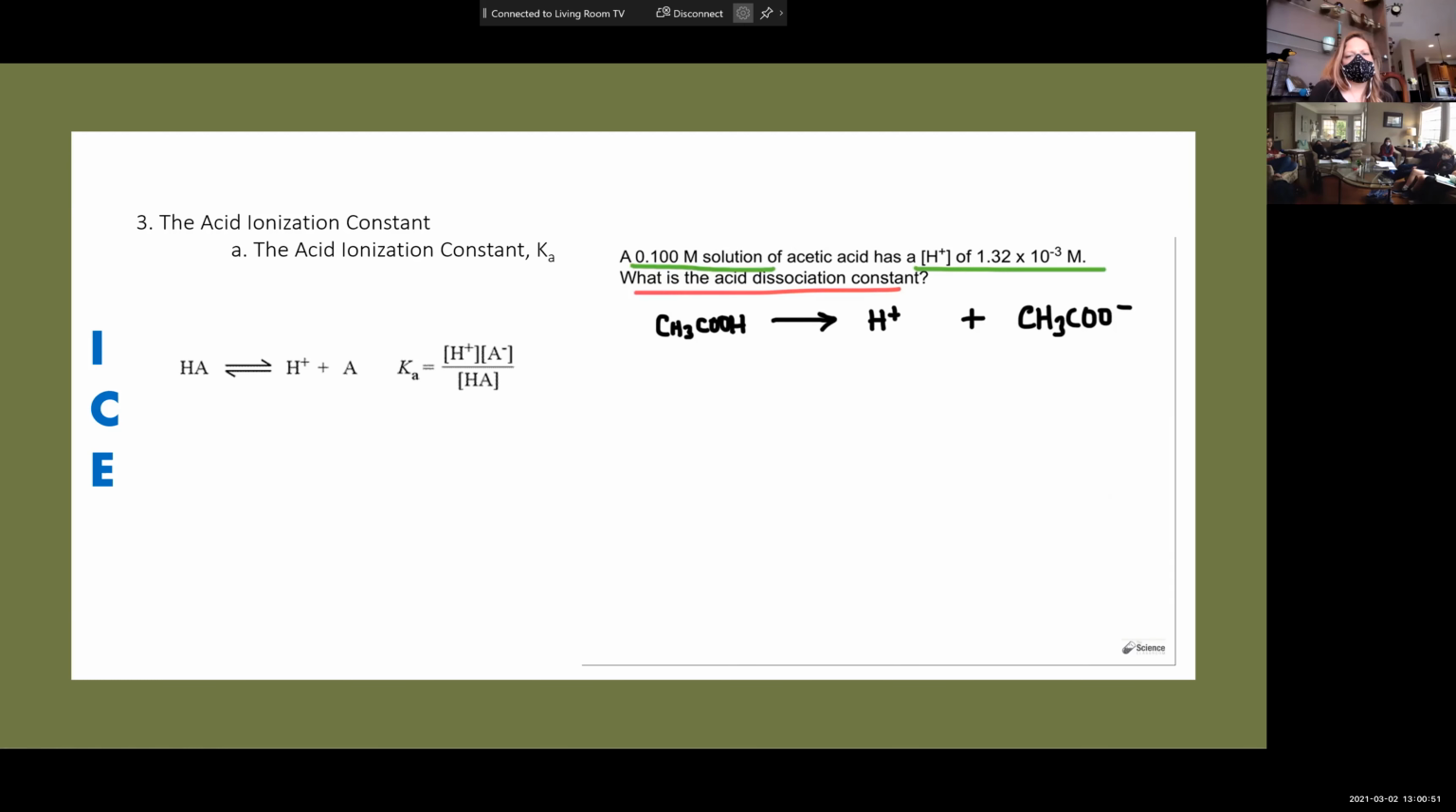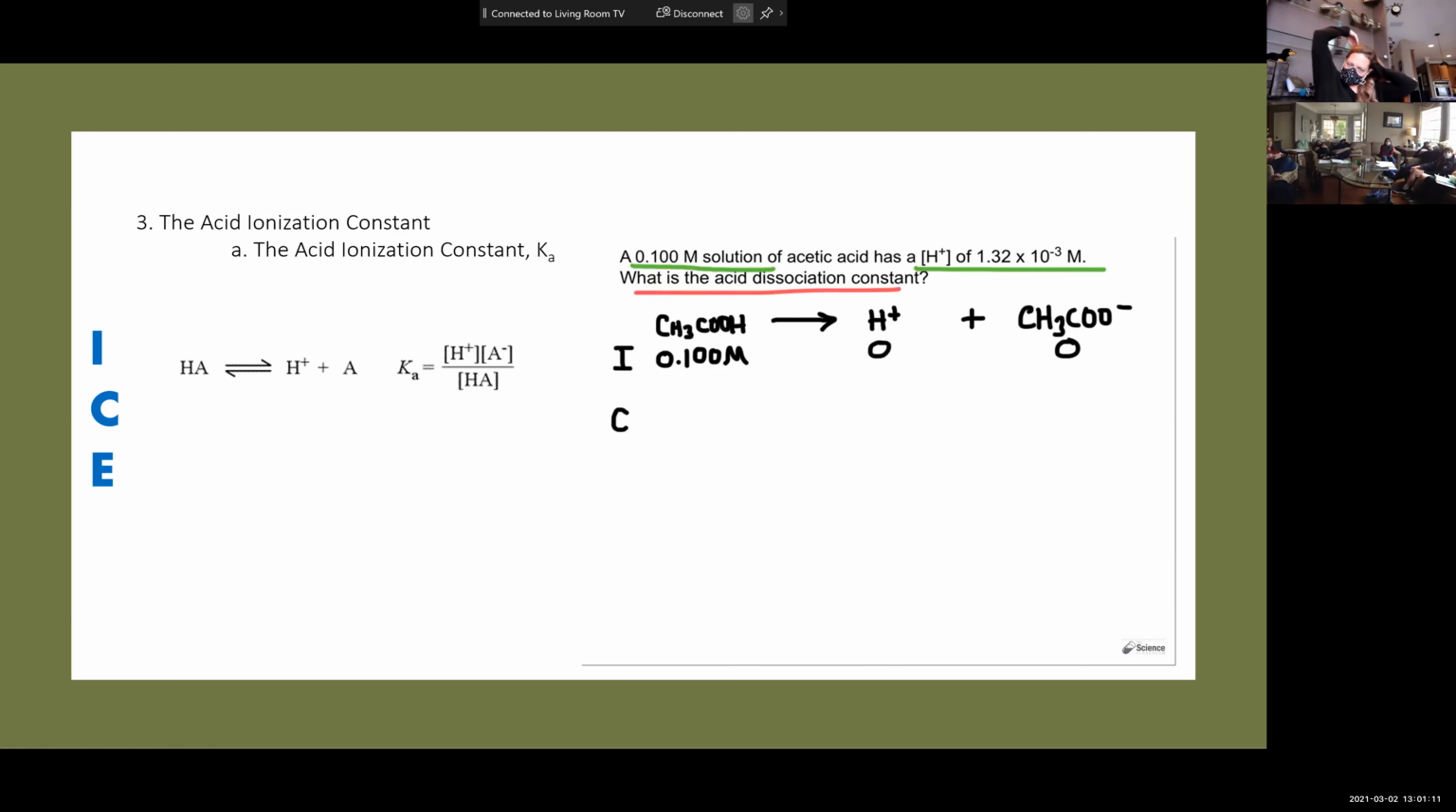And what we want to do is look at the initial concentration of acetic acid, what we started with. That's going to be this amount right here. So we started with 0.1 molar solution. And so this represents before this thing has dissociated at all. So this is our initial, that's what I stands for. Here's your ICE. And these are both going to be 0 because nothing's split apart yet.